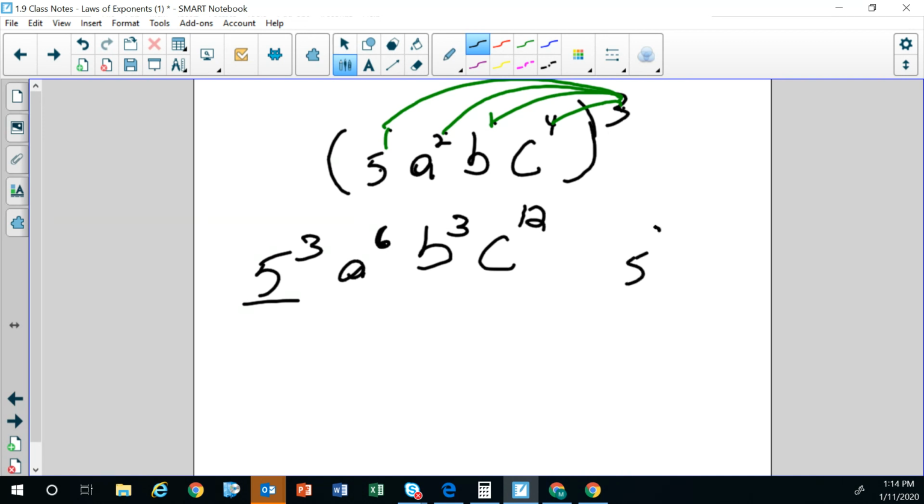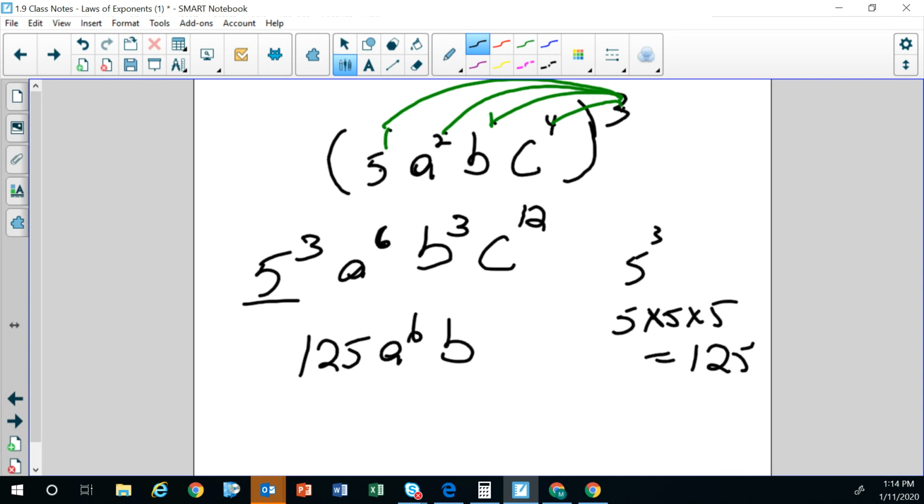5 to the power of 3 is 5 times 5 times 5, which is 125. So your final answer will be 125, A to the power of 6, B cubed, C to the power of 12. All right? So make sure you do not leave any coefficient raised to a power as your final answer. Simplify that. So let's look at some more examples.